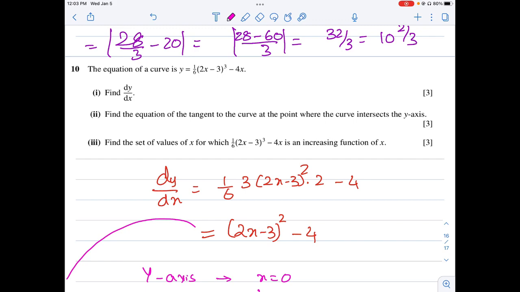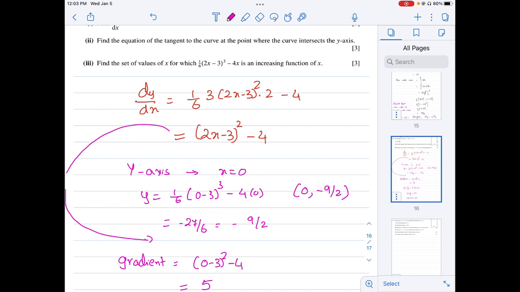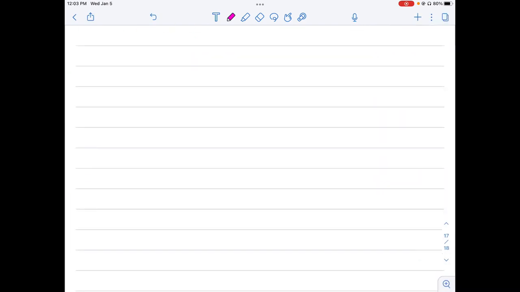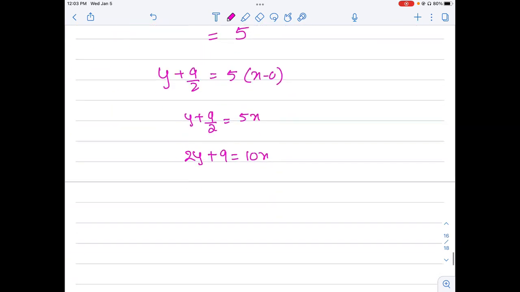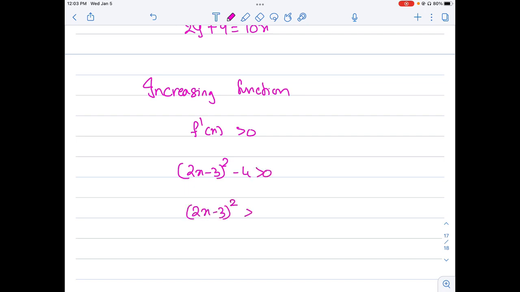Find the set of values of x where f of x, or y, is an increasing function. What do we mean by increasing function? The first derivative should be greater than 0. What was the first derivative? (2x minus 3) whole square minus 4. Increasing function: f prime x should be greater than 0. So (2x minus 3) whole square minus 4 should be greater than 0. So (2x minus 3) whole square is greater than 4.